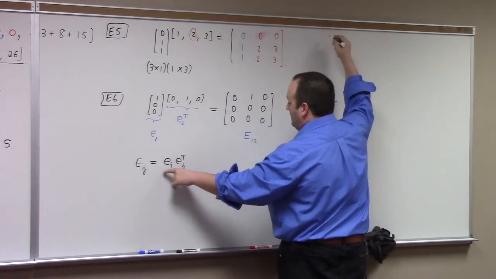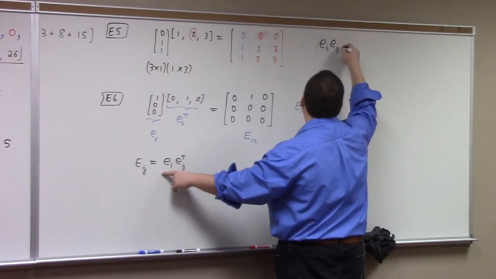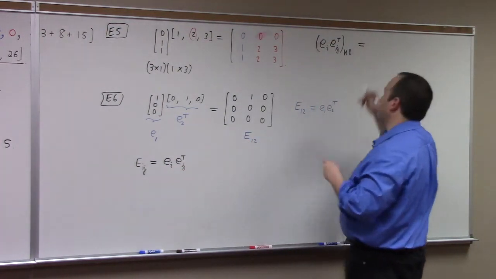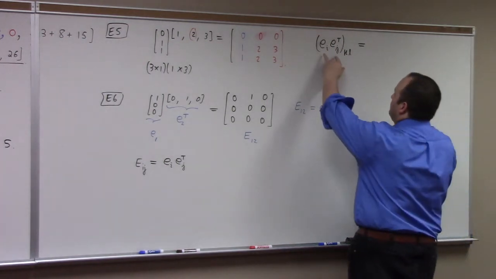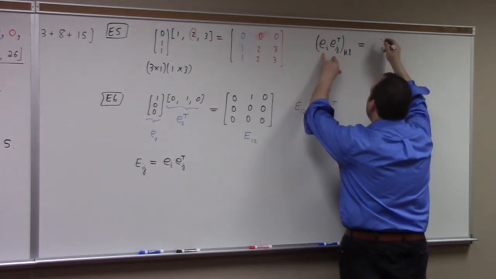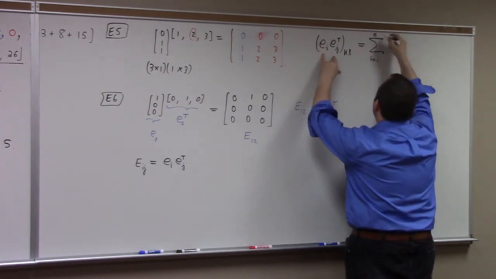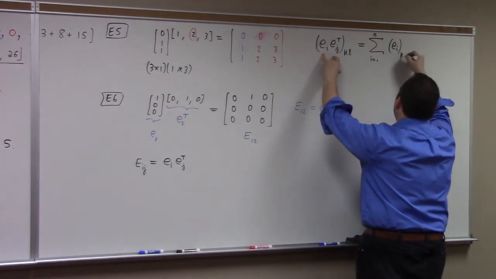So if I look at the kl component of Ei times Ej transpose, what's that going to be? You've got to think about this. This is like the kl component of the product of two matrices, right? So this is going to be the sum i equals 1 to n of, I'll put some parentheses in here for us, Ei, ki.